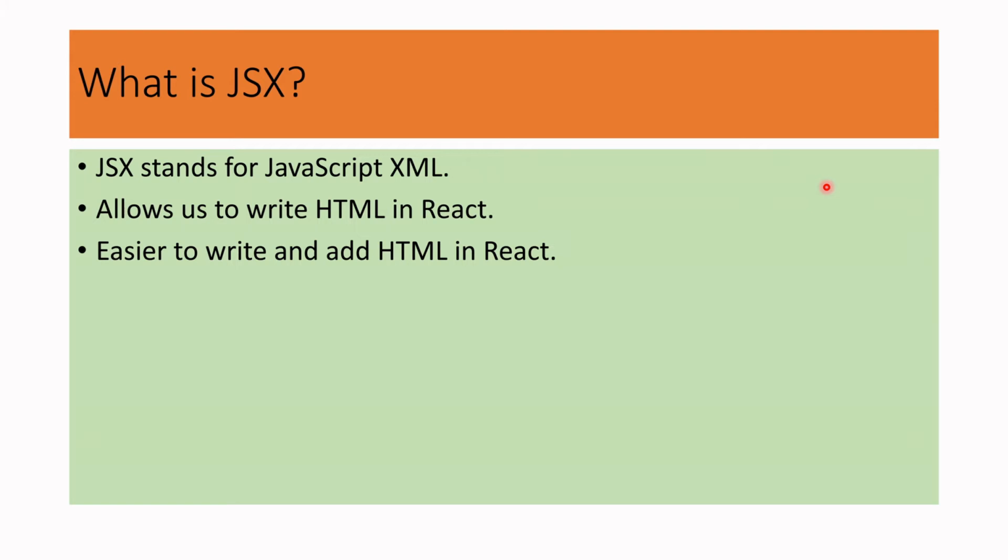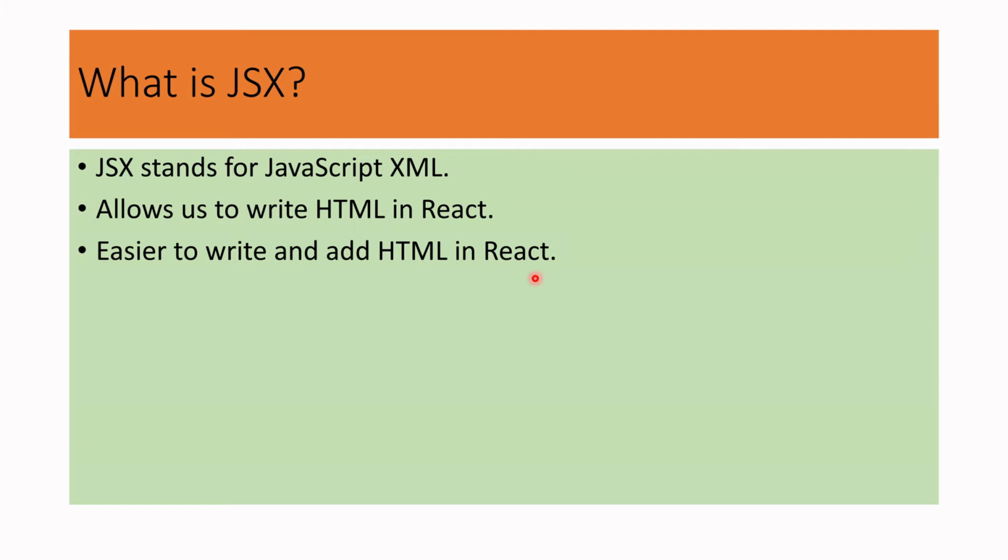JSX is nothing but JavaScript XML. JSX stands for JavaScript XML. It allows us to write HTML in React. If a developer wants to integrate some HTML code inside a web page in React, you have to write some HTML code inside React, and that will display in the UI. JSX is easier to write and add HTML in React. So we can say it is a way to write HTML code in React in a much easier way.